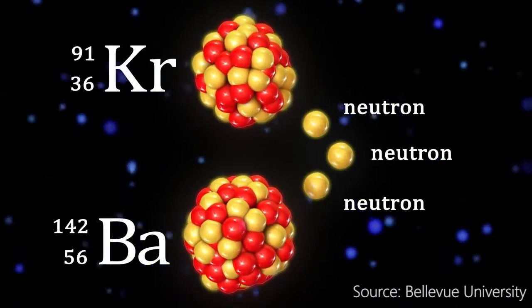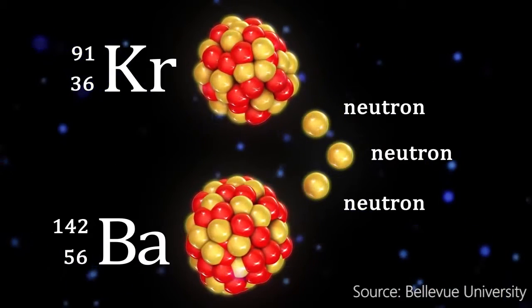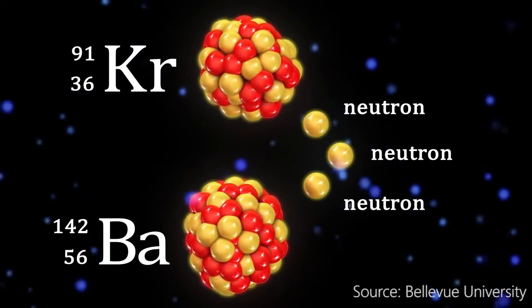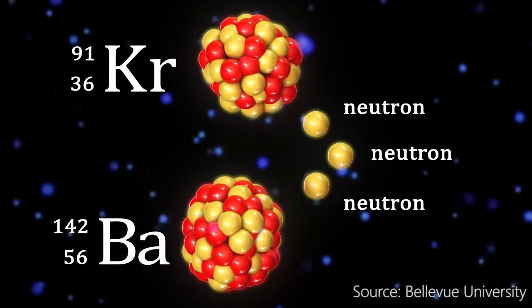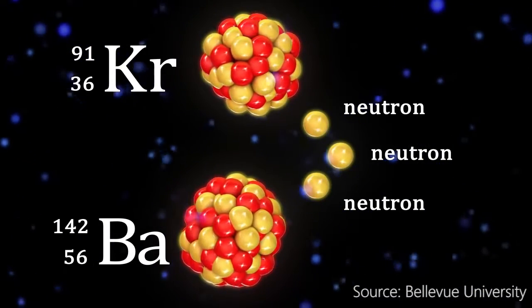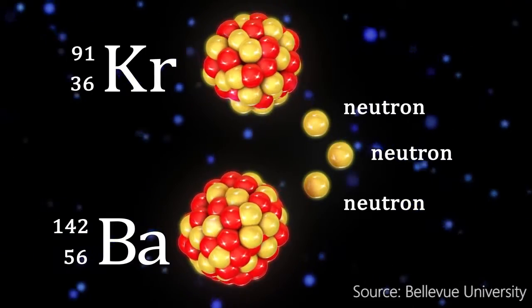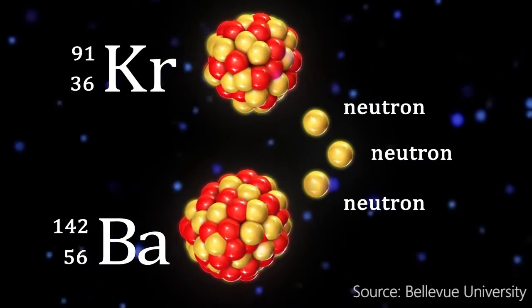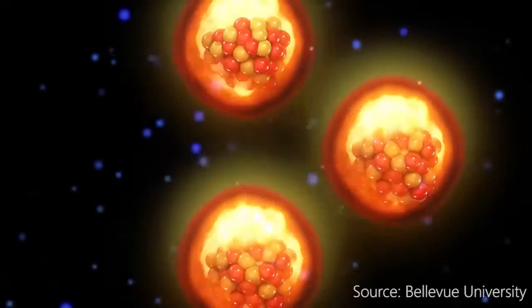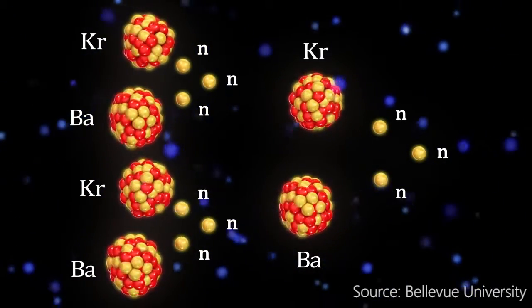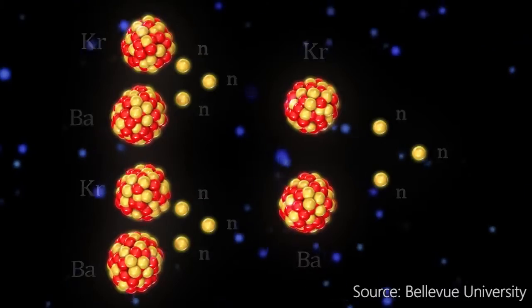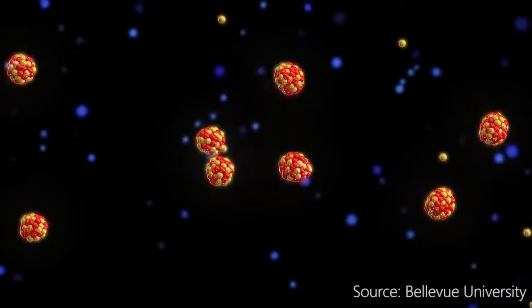The collision produces uranium-236, which immediately splits into two lighter elements, such as krypton-91 and barium-142. The fission event also releases 3 neutrons and a large amount of energy. The 3 neutrons are capable of initiating more fission events if they encounter a uranium-235 nucleus. In a nuclear reactor, fission must be controlled in order to safely produce energy.